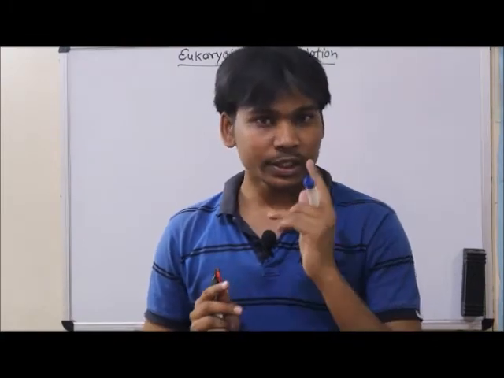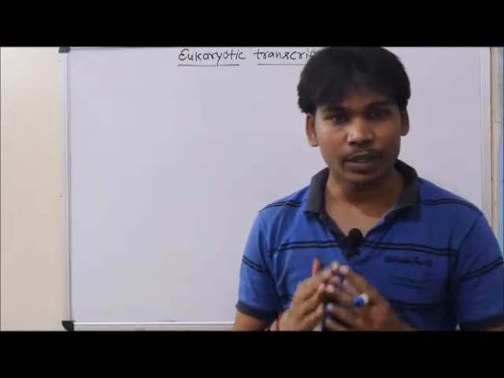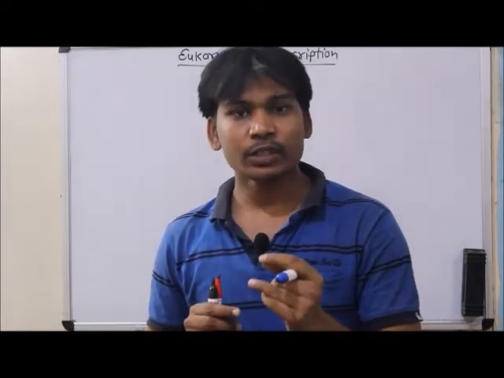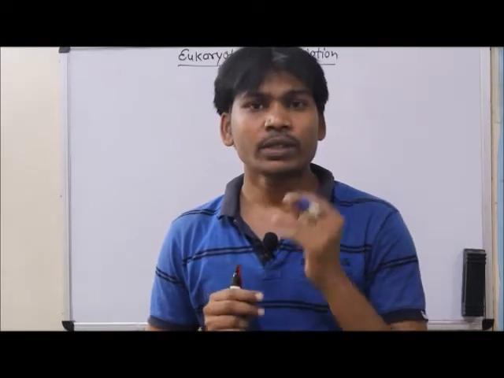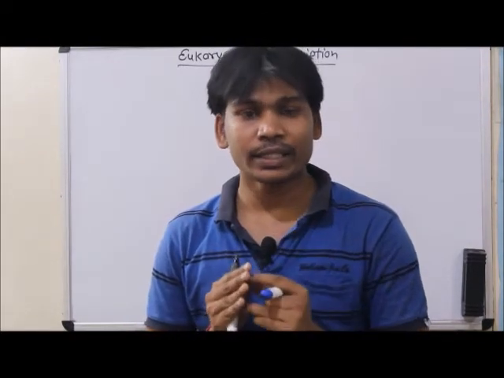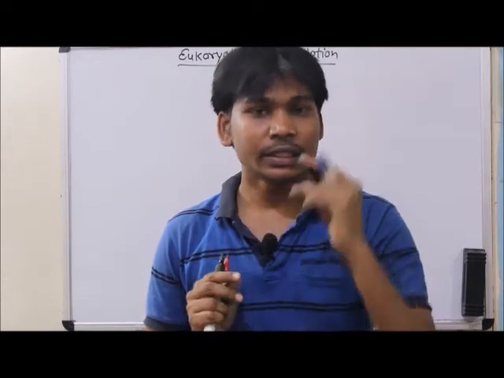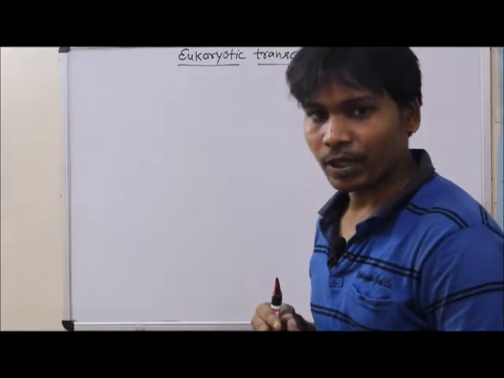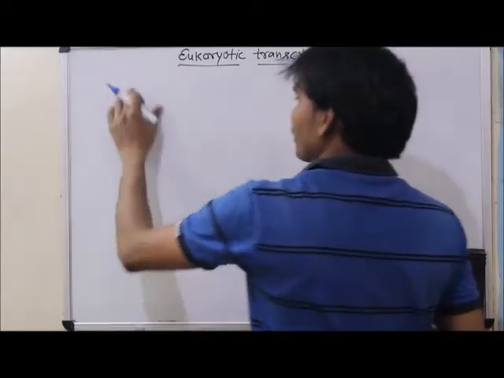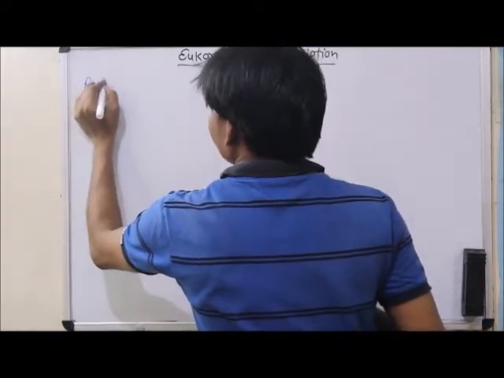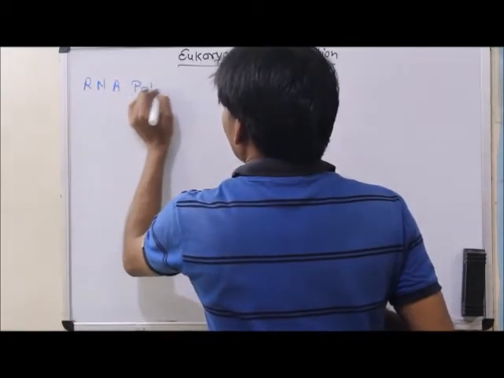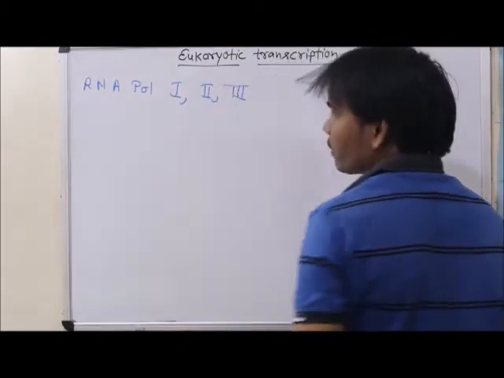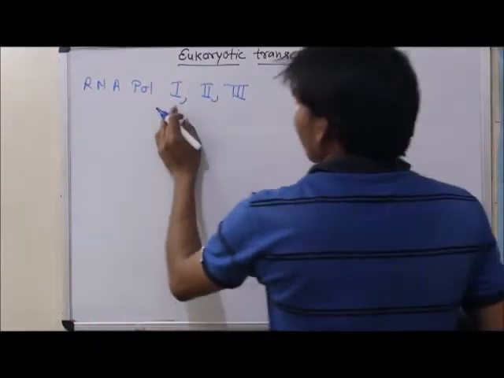But in prokaryotes only a single RNA polymerase is required, which contains alpha 2, beta, beta dash and omega subunits. These are the core subunits for the activation of transcription, and there is another, the sigma factor, which starts the transcription and also helps to recognize the promoter. But in eukaryotic transcription, there are different RNA polymerases: I, II and III.